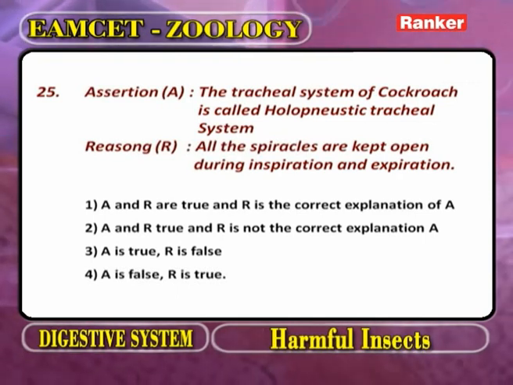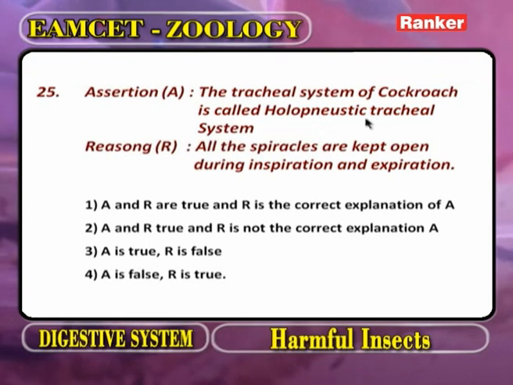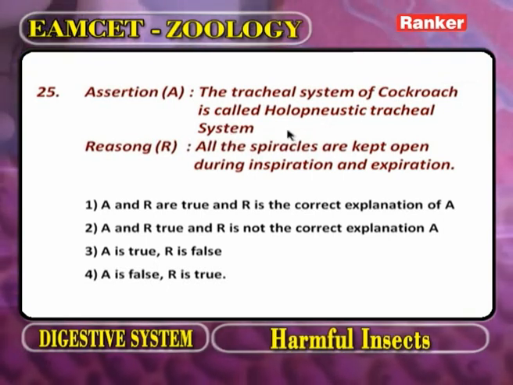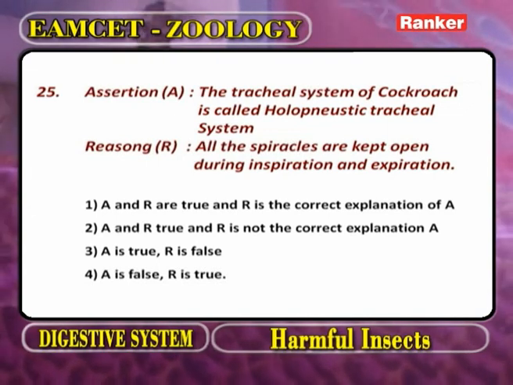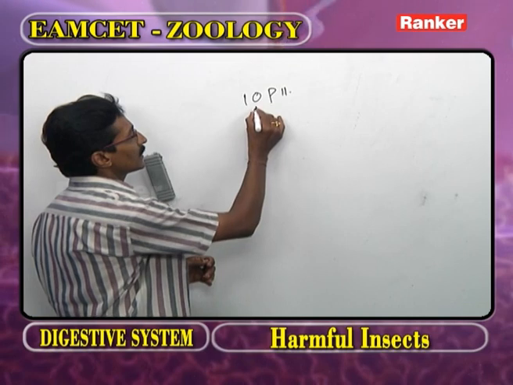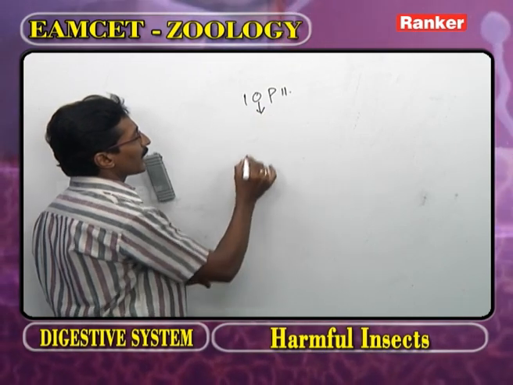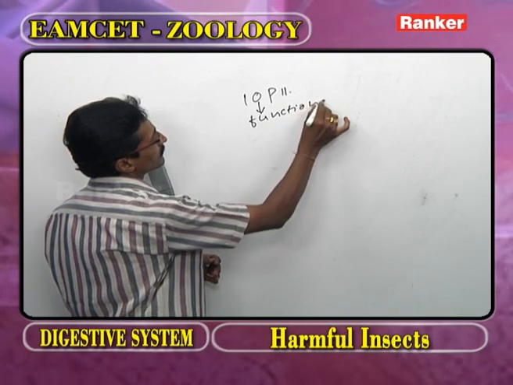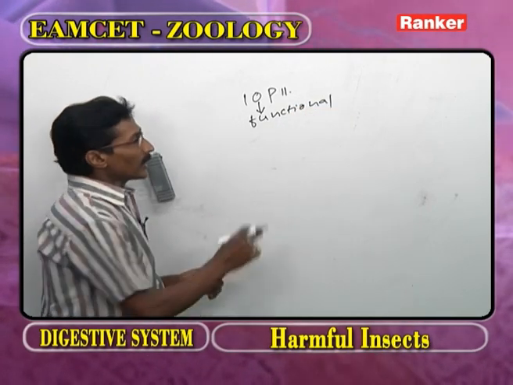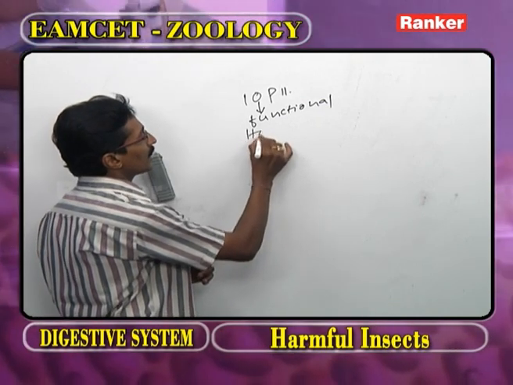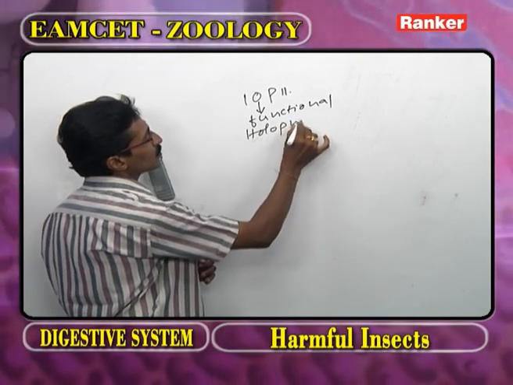Assertion: the tracheal system of cockroach is called holoneustic tracheal system. Now, in the body of cockroach, how many spiracles are present? Ten pairs of spiracles are present. All these 10 pairs of spiracles are functional. If all spiracles are functional, it is called holoneustic.